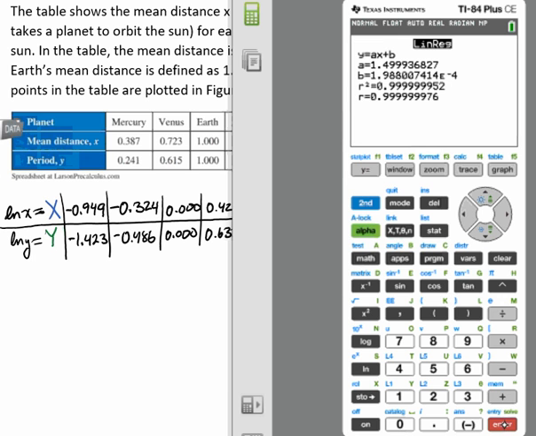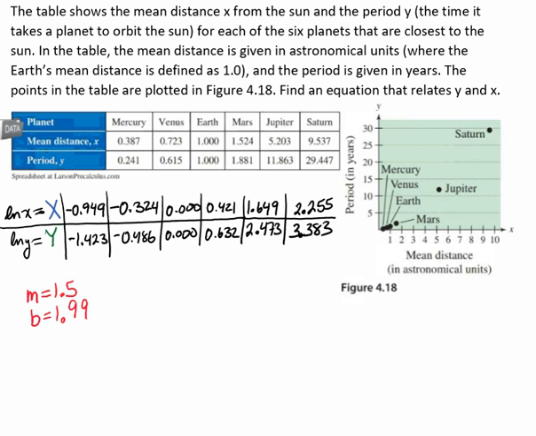And that's going to give us a slope of 1.5 and a y-intercept of about 1.9. So we're going to go ahead and write that down. So now that we have that, we're able to write our equation, which is Y equals 1.5. Remember that that Y is not actually lowercase y. We were using a capital Y for that. So 1.5 times X plus our 1.99.